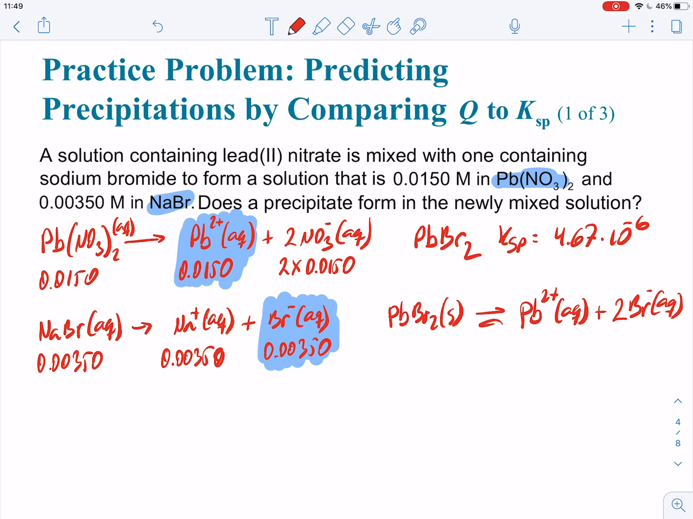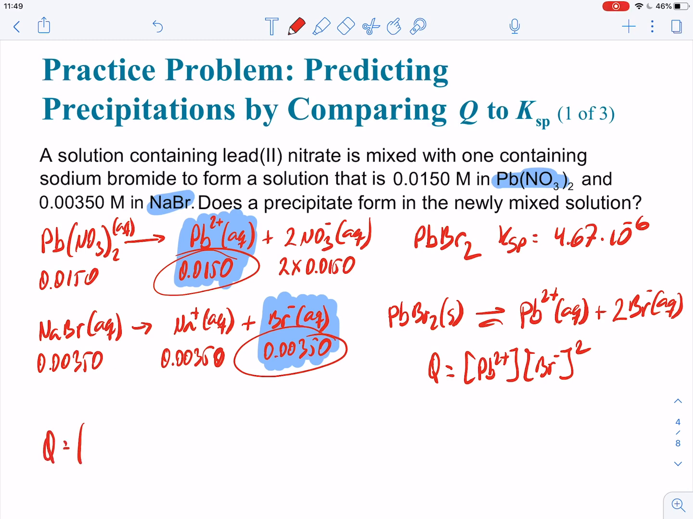Therefore, under these circumstances, Q is equal to the concentration of lead times the concentration of bromide squared. We are pretty much using the concentrations given, based on the solutions that we started with. So Q is equal to the concentration of lead, 0.0150, times the concentration of bromide, 0.00350 squared, and that will give us 1.84 times 10 to the negative 7.